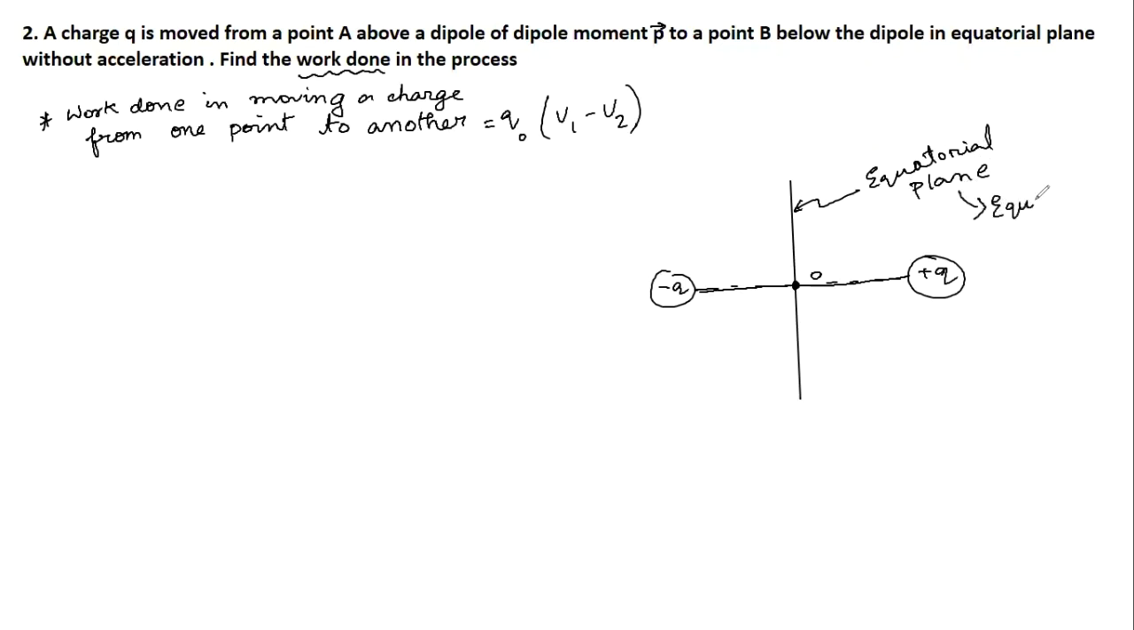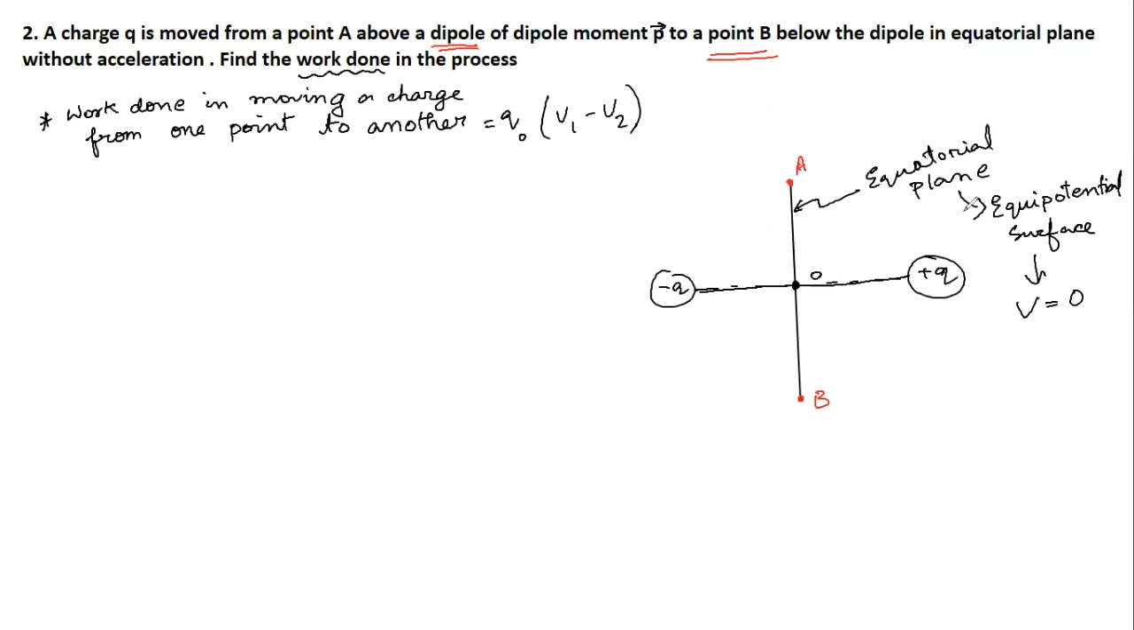Always remember, we have a different name for this: we also sometimes call it an equipotential surface. Why do we call it an equipotential surface? Because at every point, your potential value is 0. Net potential due to this minus Q and plus Q, at every point it is 0. That's why it is also called an equipotential surface. So if you move any charge, you are having a point A, somewhere above the dipole, and it is moved to point B, somewhere below the dipole. You have to find out your work done value.